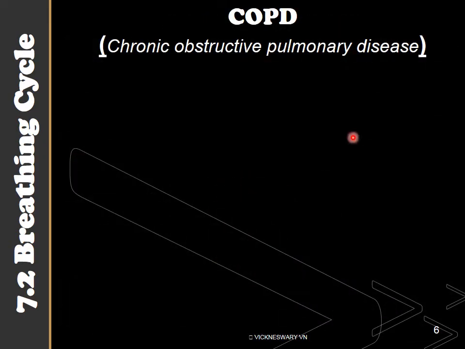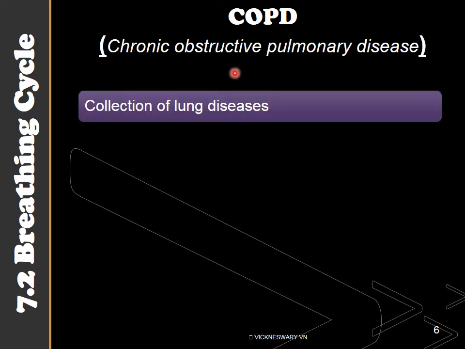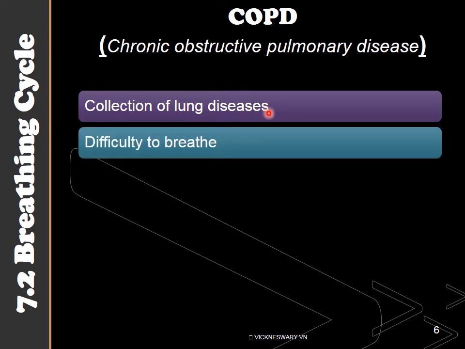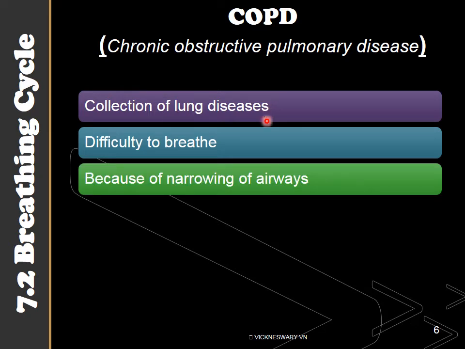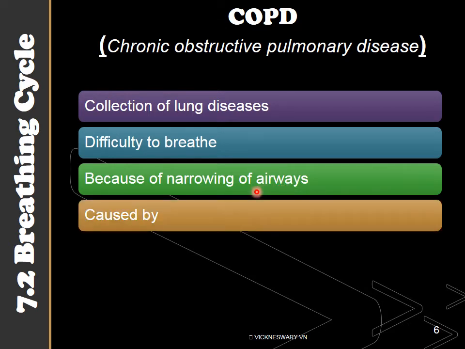We start with the general one called COPD. It is actually a collection of lung diseases that cause difficulty in breathing. Why a patient will have difficulty to breathe is basically because their airways, that is the bronchus or the bronchioles, begin to narrow. Now why would the airways narrow?